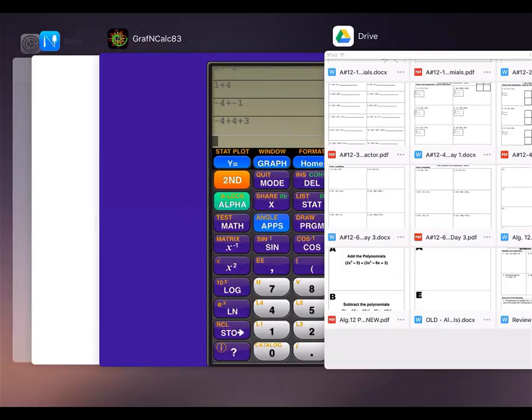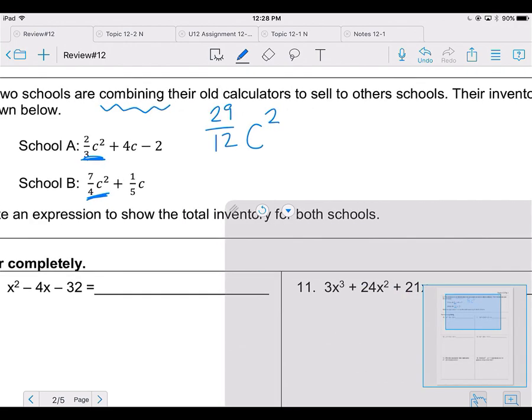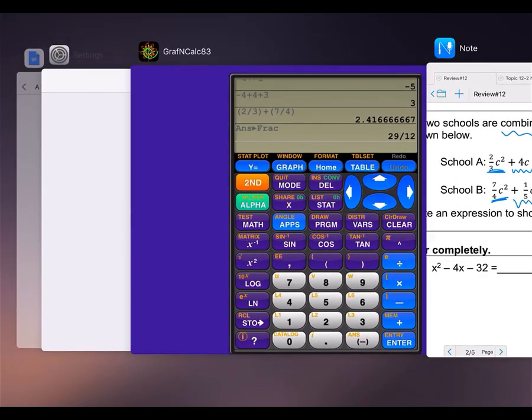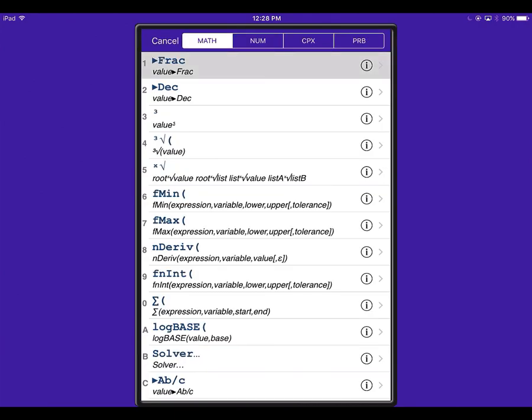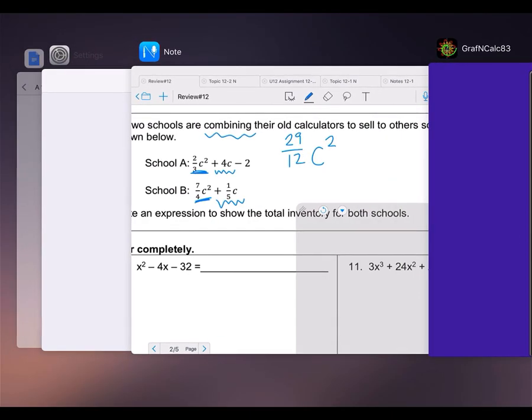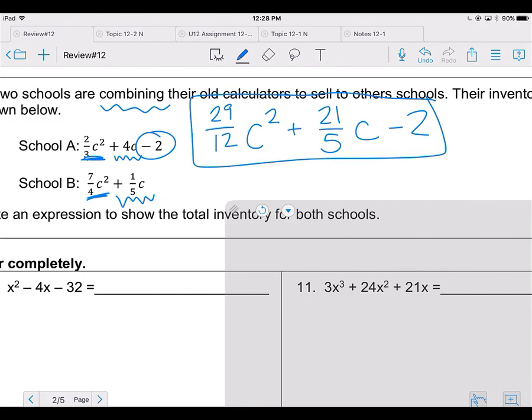That is a really ugly answer, but it is possible. So make sure that you use the calculator because we're seeing some issues of students trying to add things incorrectly with fractions, so be sure to use those calculators. I then have 4 c's plus 1/5 c, so 4 plus 1/5, math enter, and we get 21/5. And then for my numbers, I have a -2 and no other numbers, so we just leave it as -2.